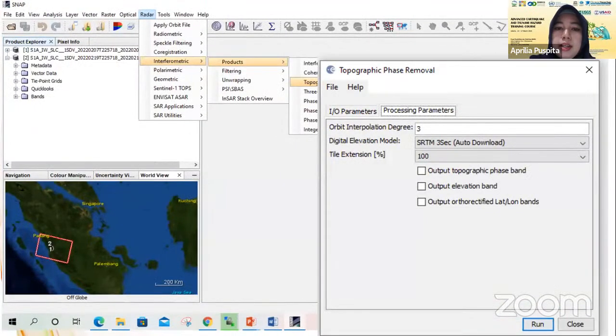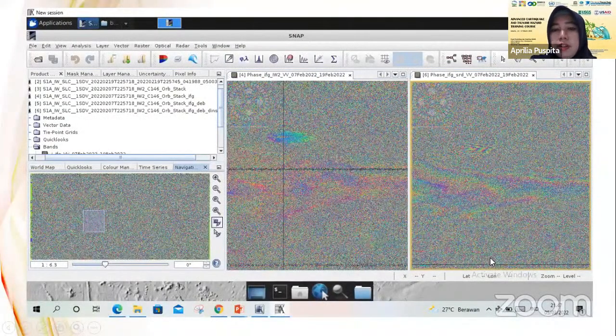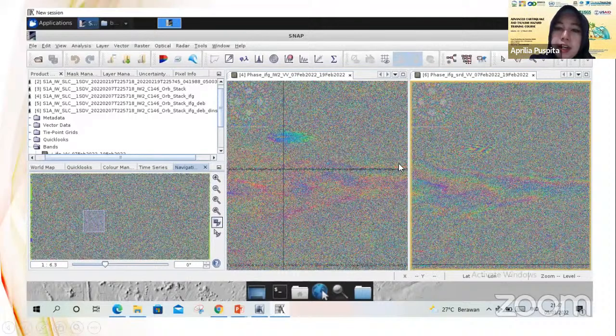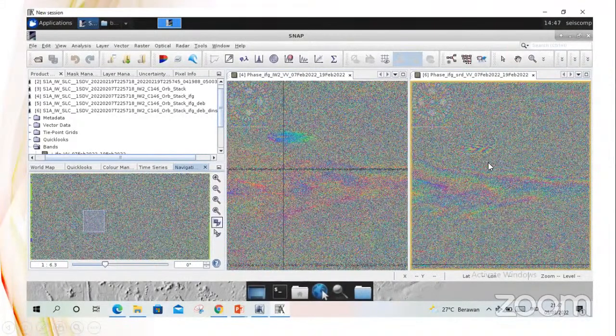And this is the DInSAR process using the interferometric product with topographic phase removal, and don't forget to put your digital elevation model here. For the output of the DInSAR process, we have three outputs: the topographic phase band, the elevation phase band, and the output interferogram. You can check the list for which one is your target. This is the result of the DInSAR process in picture number 6. Here we can see a little difference. The fringes made by the DInSAR process are clearer here.